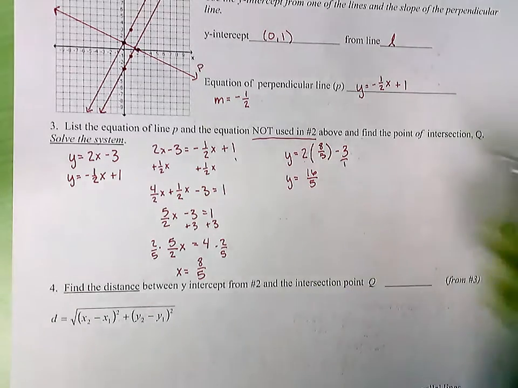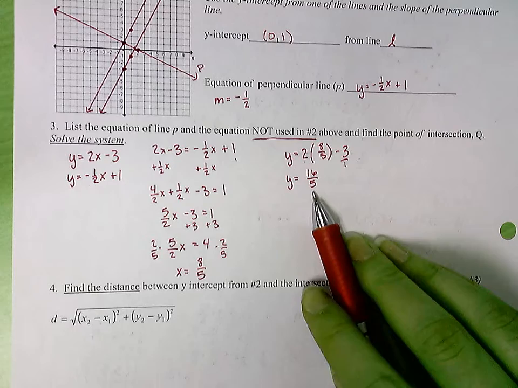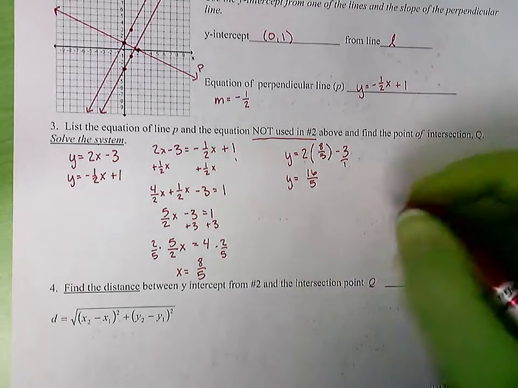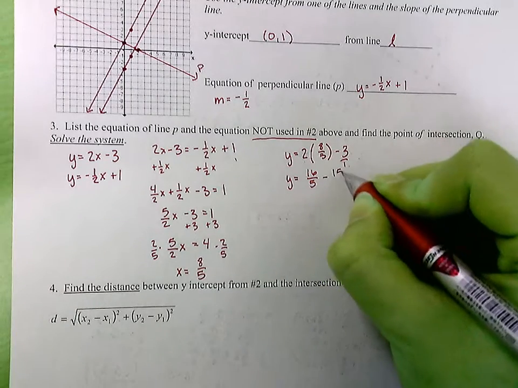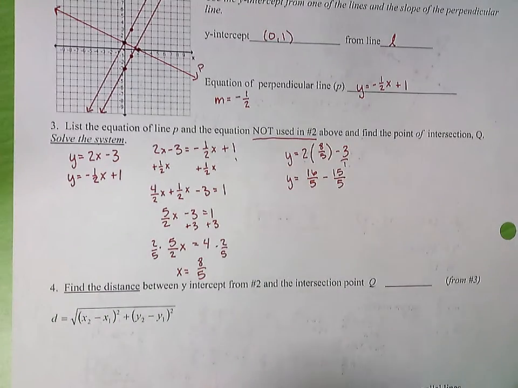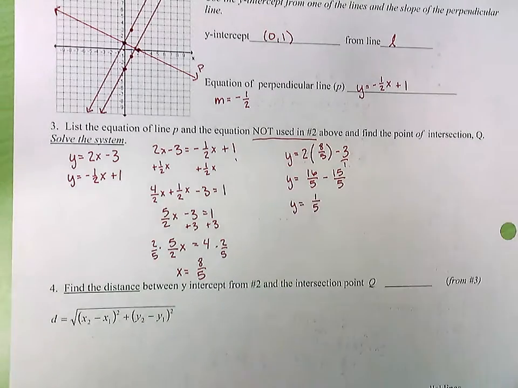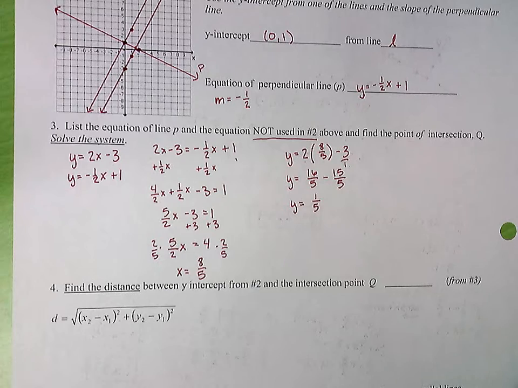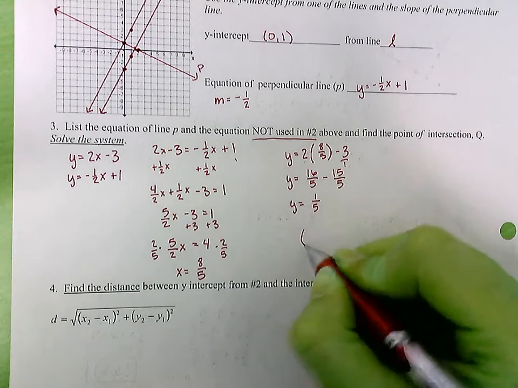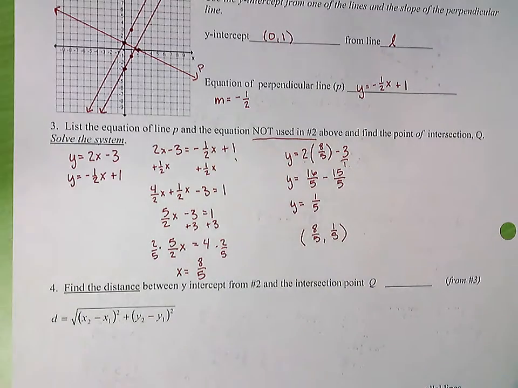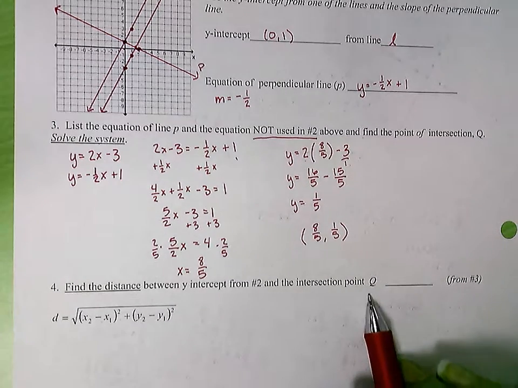So if this is 3/1, I need a common denominator of 5. So I need to multiply 3 by 5 and 1 by 5. That's 15/5. So y is going to equal 1/5. So my coordinate point will be at 8/5, 1/5. Okay, and that's your point Q.